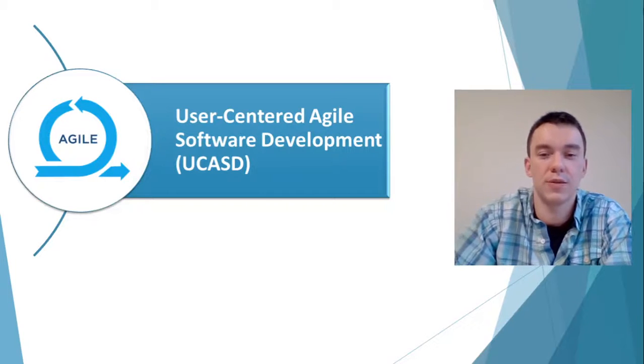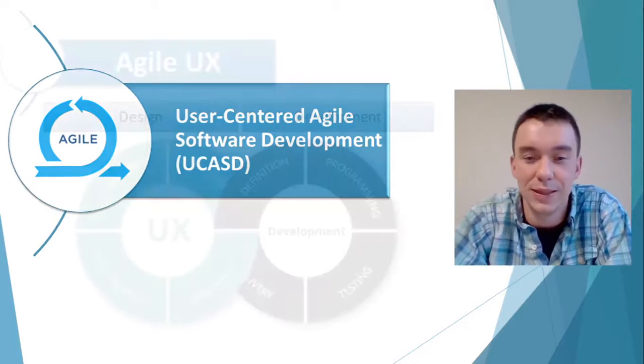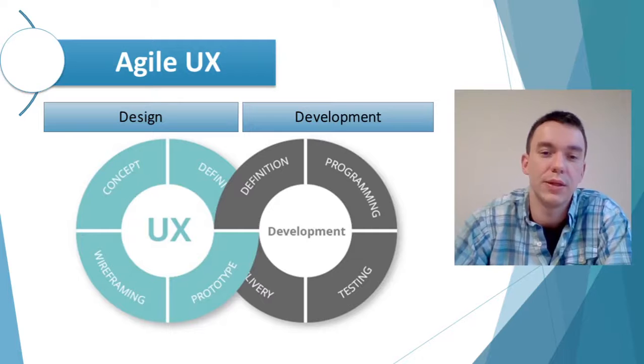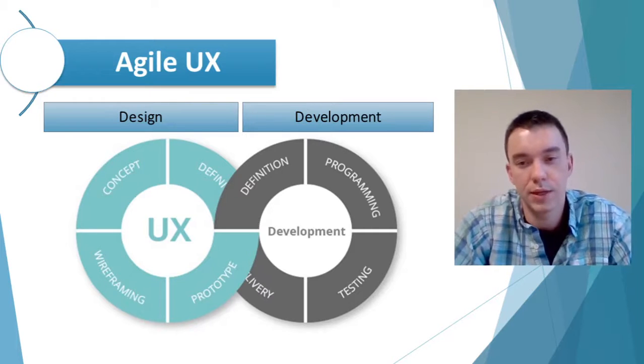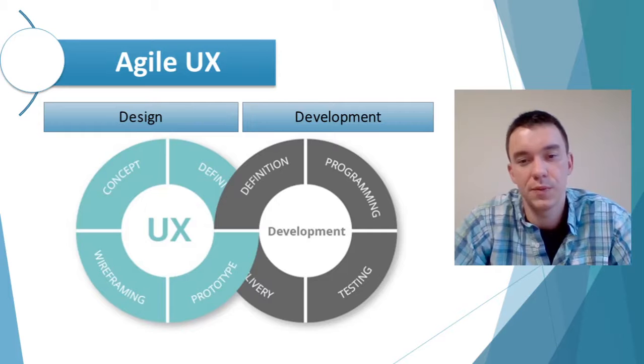So Agile UX, or as the cool kids call it, user-centered agile software development. What is it? Agile UX is kind of like trying to blend a user-centered design approach into software development and agile software development. They're not necessarily conflicting with one another. They're more like designed for different purposes, or at least arose out of a different need.